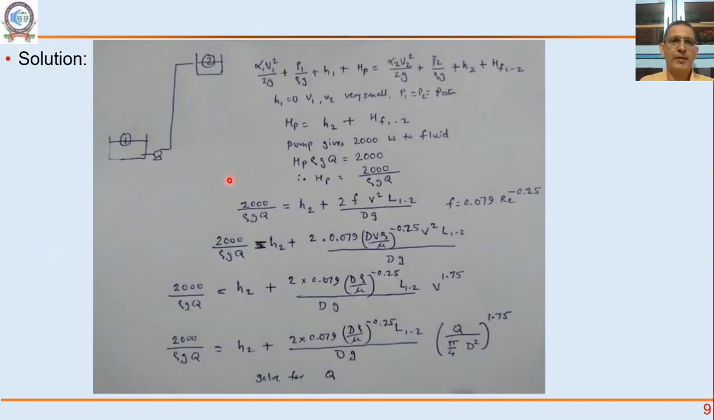Okay, here is the answer. If we write the Bernoulli equation and simplify, you should be able to get this. We have been using this for a long time now.